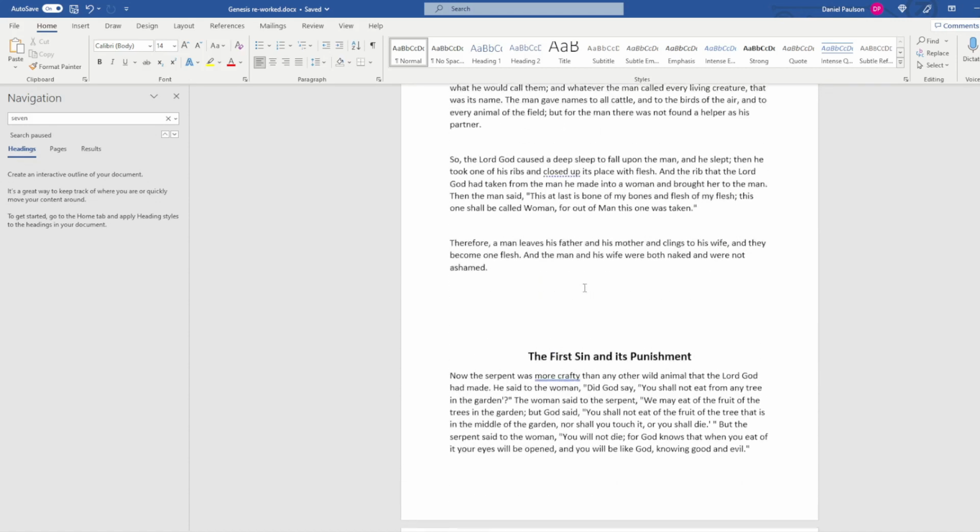But first, let's get back right to where we are right before first sin and its punishment, which is that we are naked in the garden. The last verse in the second creation story is: therefore a man leaves his father and mother and clings to his wife, and they become one flesh. And the man and his wife were both naked and were not ashamed.